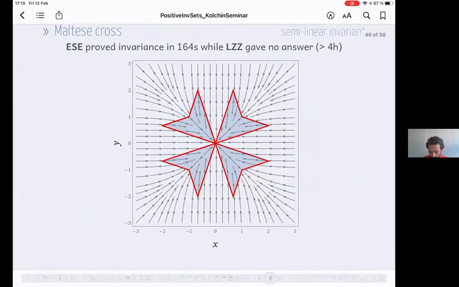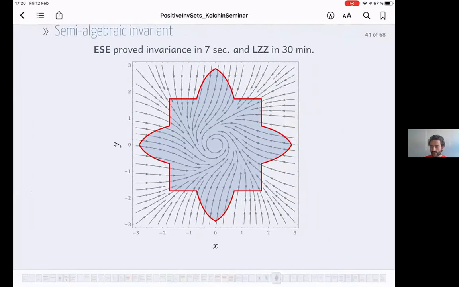The rest is 2 other different examples. In this one the vector field is polynomial, but I have linear shapes. It's the Maltese cross. And in this one everything is nonlinear, but of course still polynomial. Again, the ECE procedure returns in 7 seconds and proves the invariance of the set, whereas the other one takes more than 30 minutes.